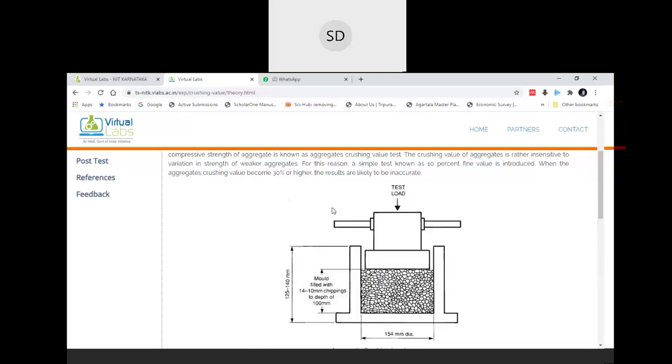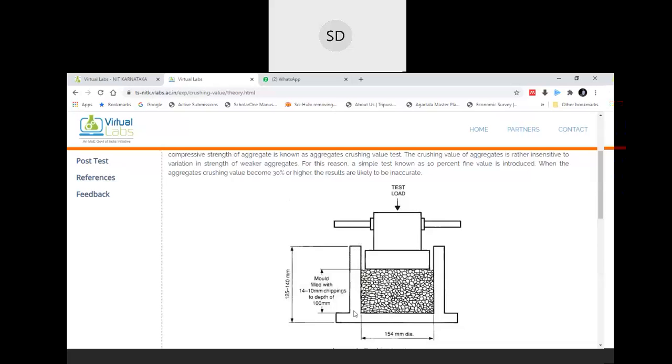Now, for our road aggregate, there are different specifications for what the crushing value should be, depending on the different types of road. So that we will discuss.